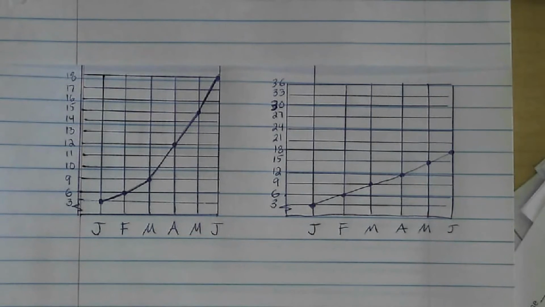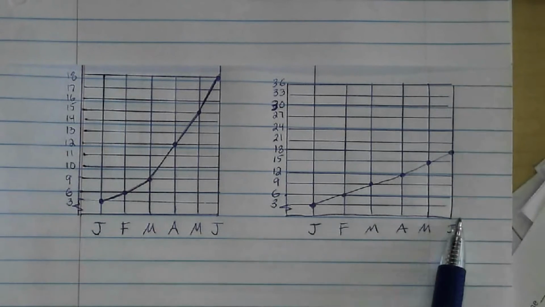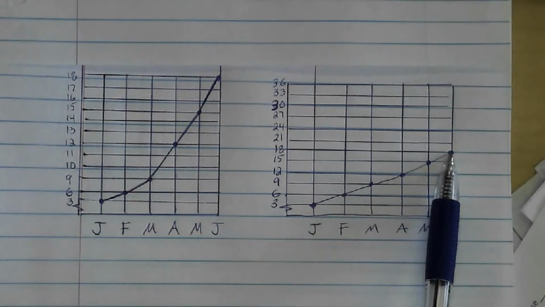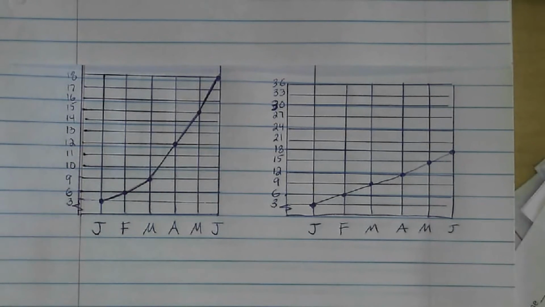Well, the interesting thing is, these two graphs, they both represent the exact same data. There's no difference. Here, this person, from January to June, only gets up to $18. Here, from January to June, this person only gets up to $18. So what's the difference? Why is this one misleading? Why do we think this one was so much more and got there so much quicker?